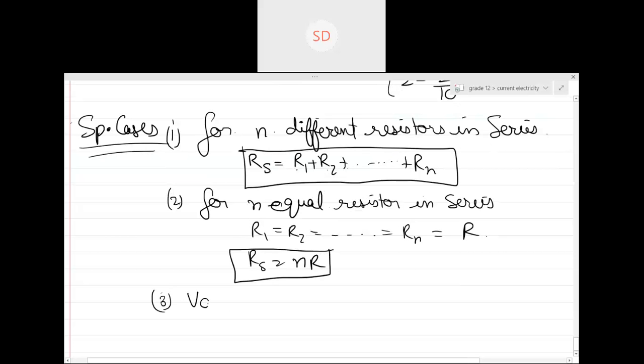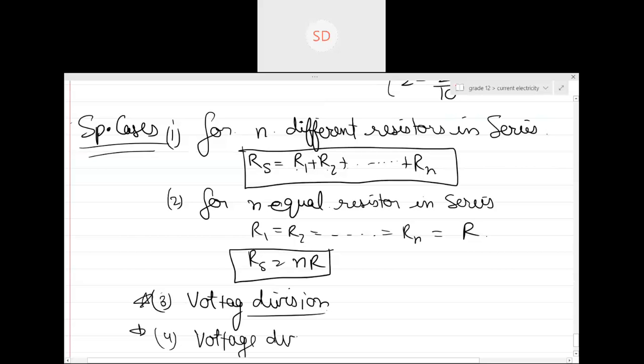Third is the trick for voltage division, I told you already. I told you this trick for voltage division, right? This is very important. And the fourth is voltage division for equal resistors.